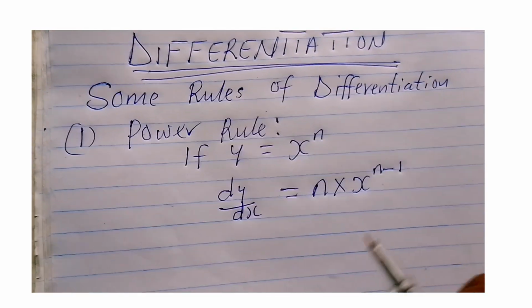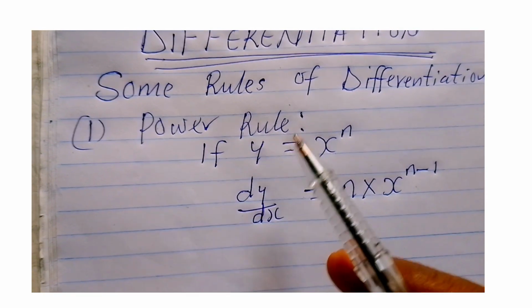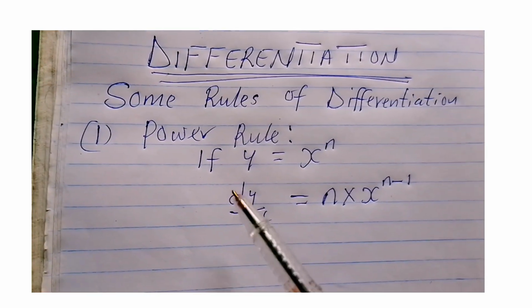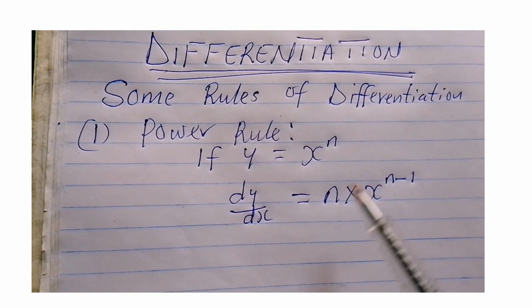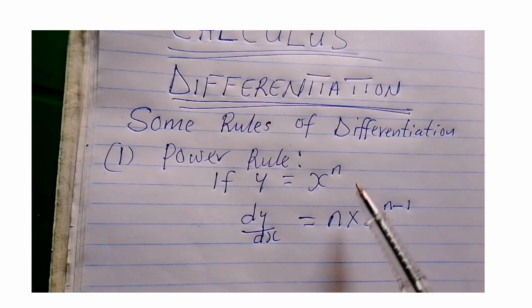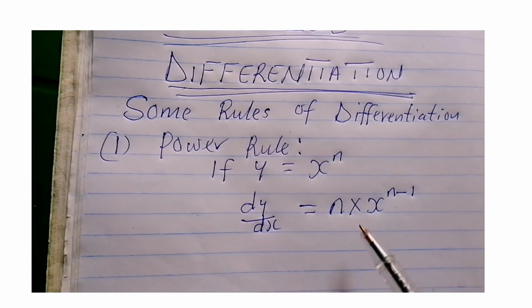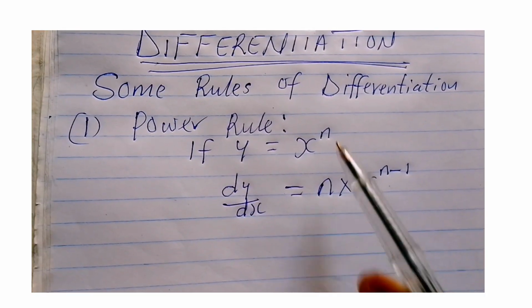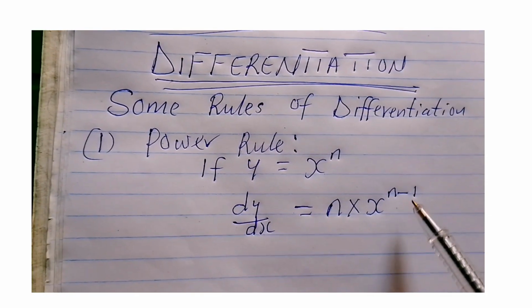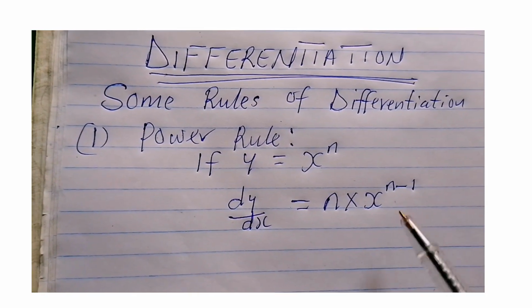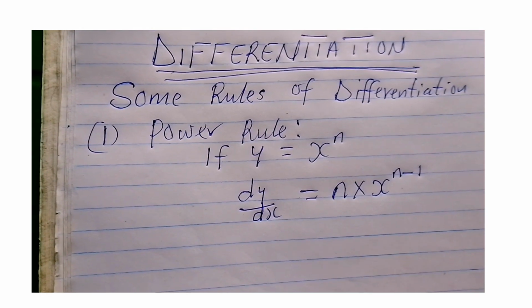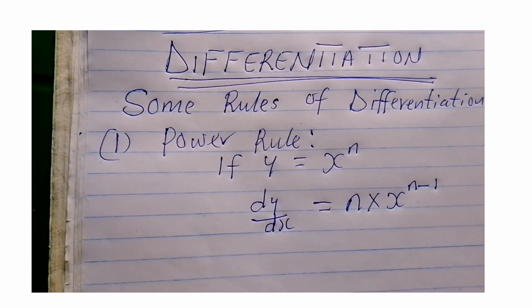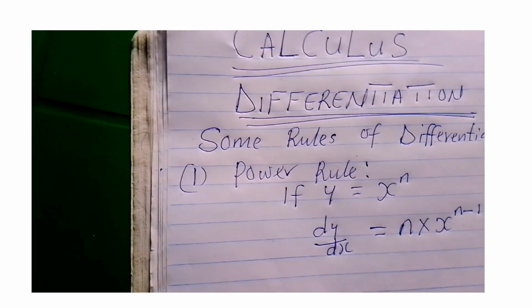I hope you understand. If you have a function y equals x raised to the power of n, then to find the derivative dy over dx, we use this formula: the power n multiplies the entire function, x raised to the power of n, then we subtract 1 from the power. This is the method for finding the derivative of a function using the power rule. Let me give us some examples.